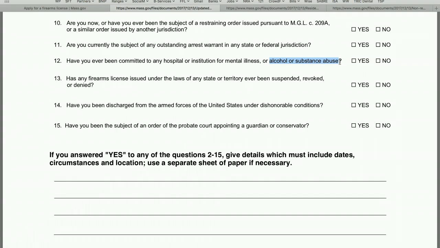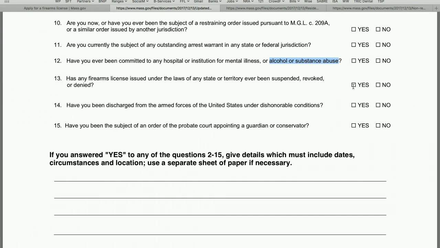All right. So has your firearms license issued under the laws ever been suspended, revoked, or denied? Okay, so don't try to lie. If you lived in another state and things happened, make sure you write it. For me, I clicked yes on that answer because the first time I applied for a license to carry, I got denied because I didn't put all the information that I needed on there. So don't lie about it. Just be honest, right? People understand.